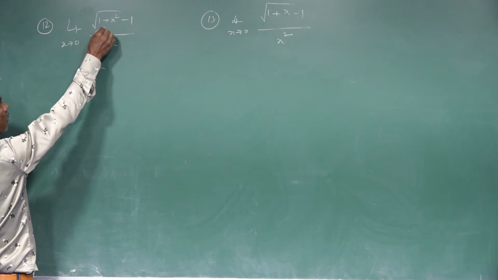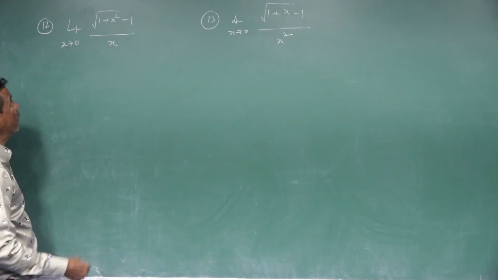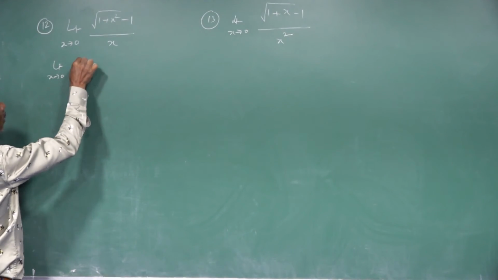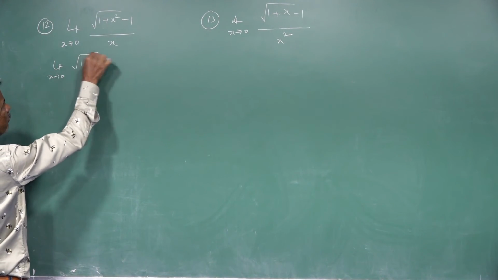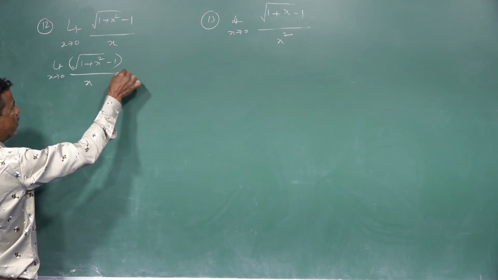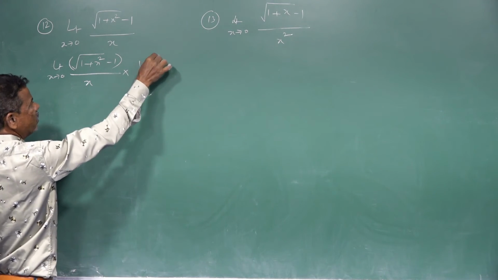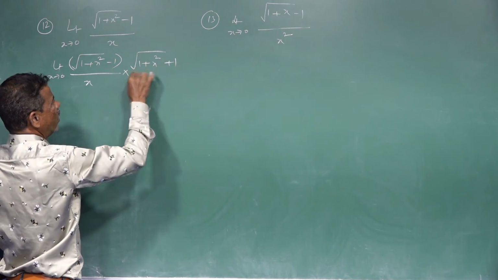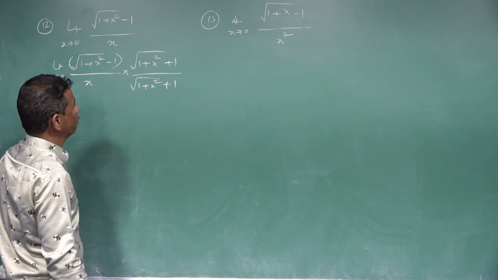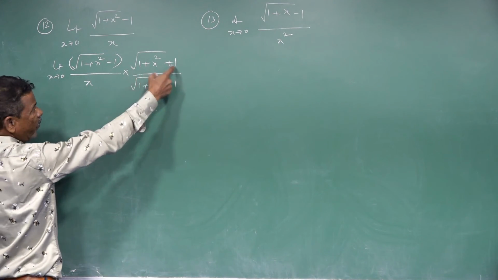Here, for the rationalization factor in the 12th problem, limit x tends to 0 of under root of 1 plus x square minus 1 by x, the rationalization is under root of 1 plus x square plus 1 by under root of 1 plus x square plus 1. That's all, a minus b into a plus b.